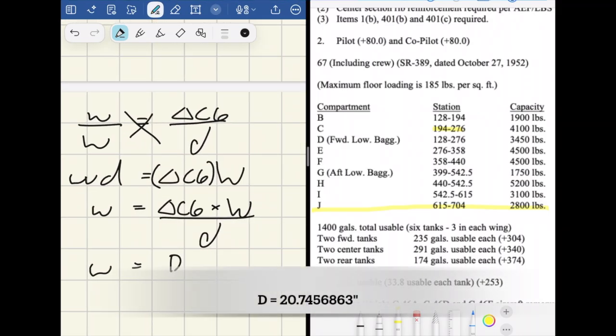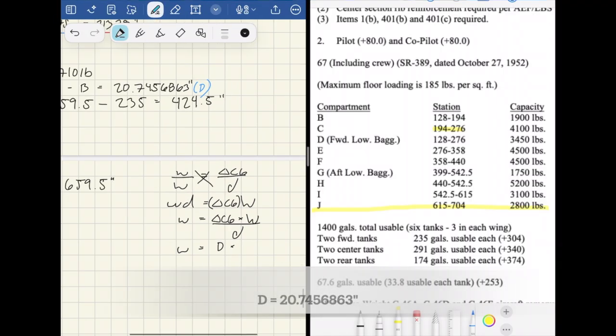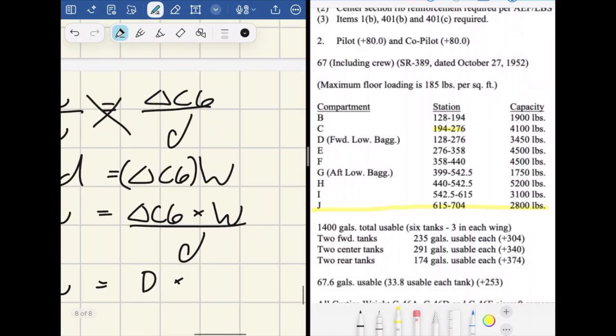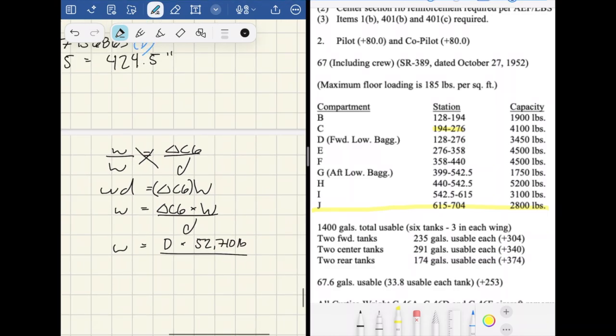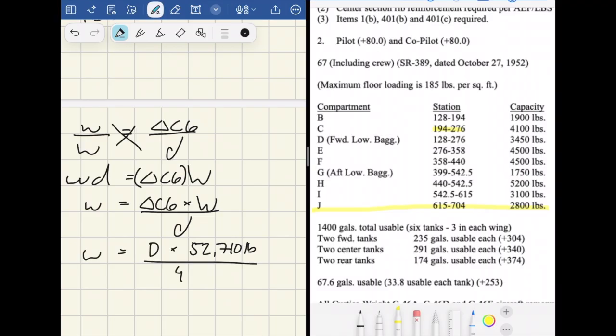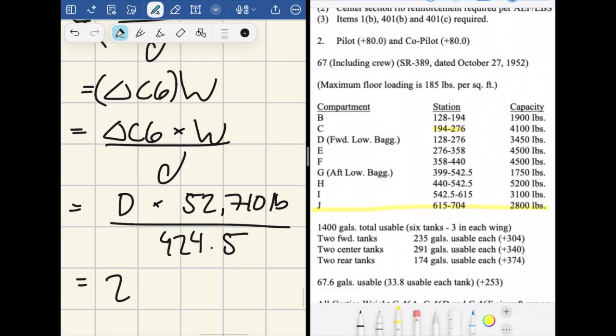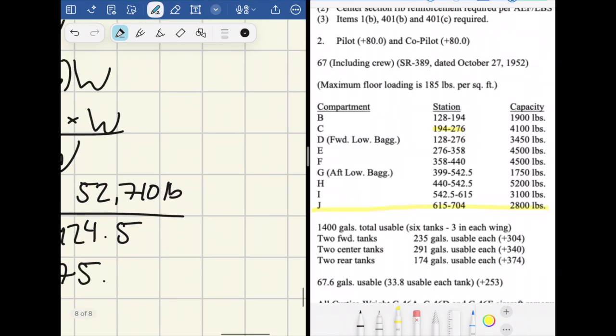So change in CG is gonna be letter D, times total weight, that's going to be 52,710 pounds, divided by D, that is going to be 424.5. So our answer is going to be 2,575.983804.